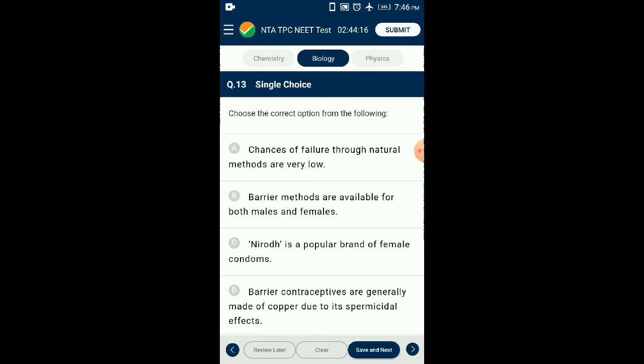Question number 13. Choose the correct option from the following. Barrier methods are available for both males and females. Female condoms are called femidomes. Apart from condoms, other barrier devices such as diaphragm, cervical cap, vault cap are used by females to prevent unwanted pregnancy. Nirodh is a popular brand of condom for males. It provides protection against sexually transmitted diseases and AIDS. So the answer for this question is option B.